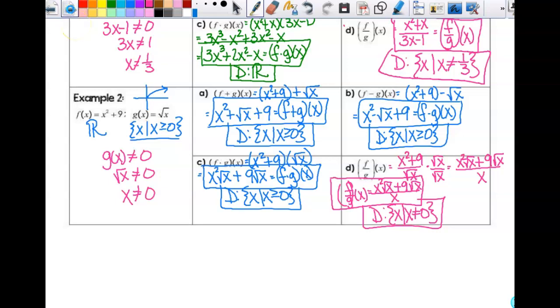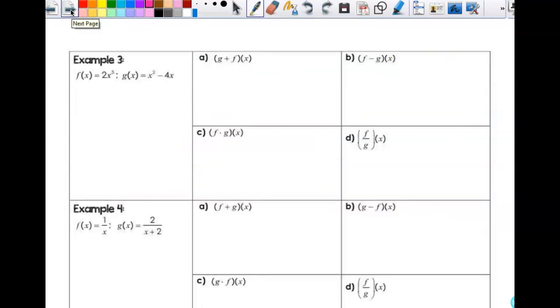Okay, so I think hopefully you've gotten the addition, subtraction, and multiplication down. So we're going to do bits and pieces of these back here and mainly talk about the domains since that's really the new part.